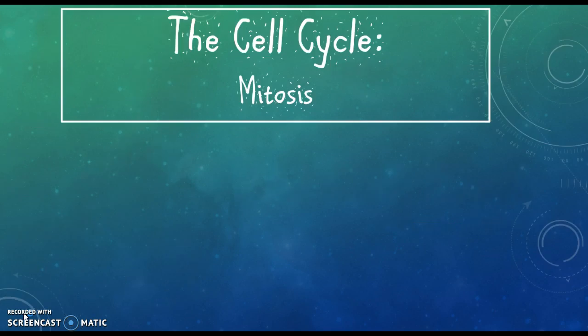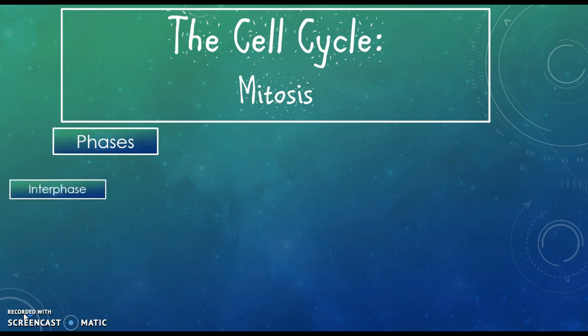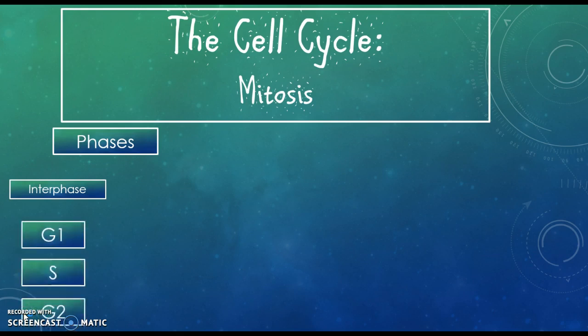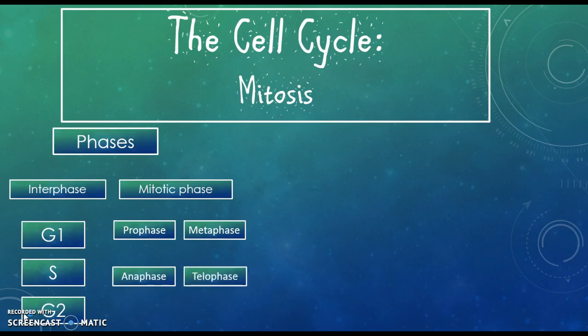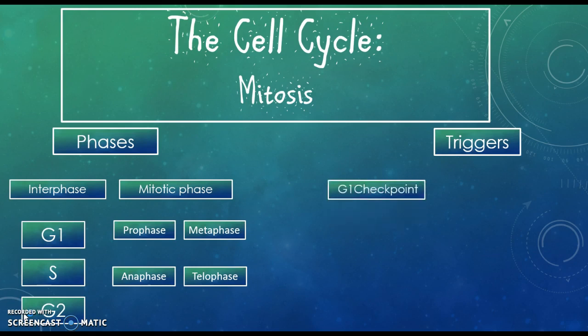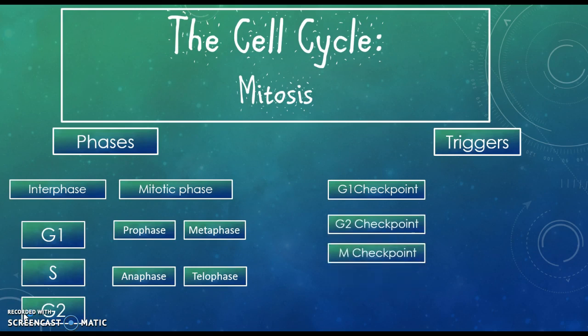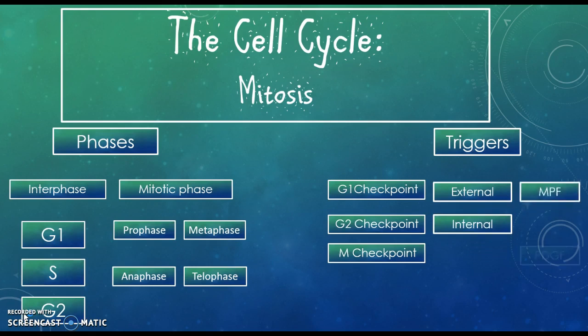So the cell cycle is composed of two phases, interphase and mitosis. In interphase, there are three subphases, G1, S, and G2. In the mitotic phase, there are four subphases: prophase, metaphase, anaphase, and telophase. The cell cycle is also run by triggers, such as the G1 checkpoint, the G2 checkpoint, and the M checkpoint. There are external and internal triggers. And we will also be discussing MPF and PDGF.